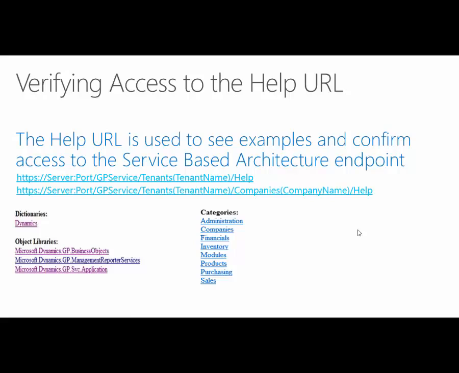When you go out to /help, you're going to see the dictionaries and the object libraries that are available. All the dictionaries that are exposed will show up in that list. If I select Dynamics, which is the Dynamics dictionary, I get a list of categories: admin, company, financials, down to sales. If I drill into, let's say, inventory, I can see a list of all the inventory items that are exposed, one of which is items. If I click on items, I can see all the different ways that I can interact with items from my GP service endpoint.